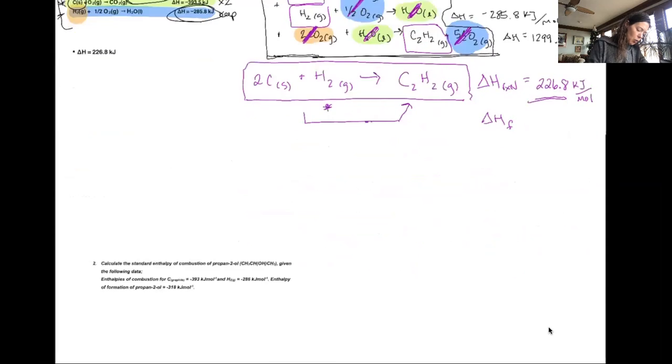Okay, let's look at one more, guys and girls. Let's look at one more. I think this will do it. This one's going to be a little bit different, but the same. We're going to add some things that we've already done. Okay. Calculate the standard enthalpy of combustion of propane-2-ol. Okay. Well, given the following data.